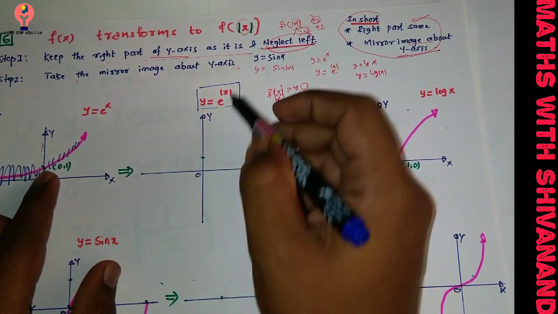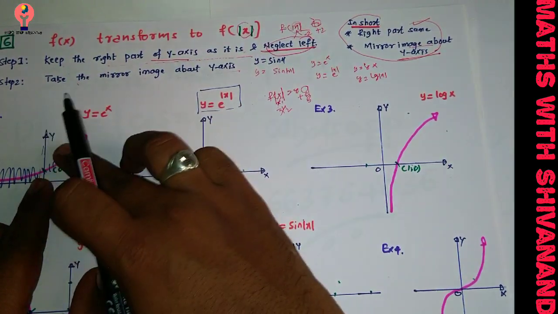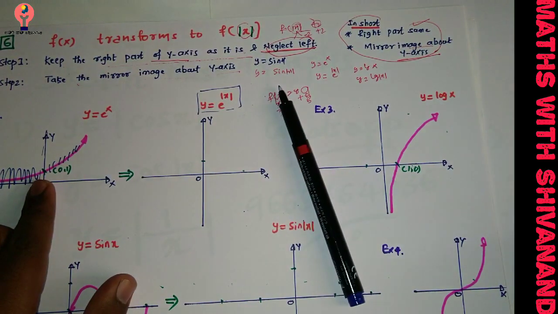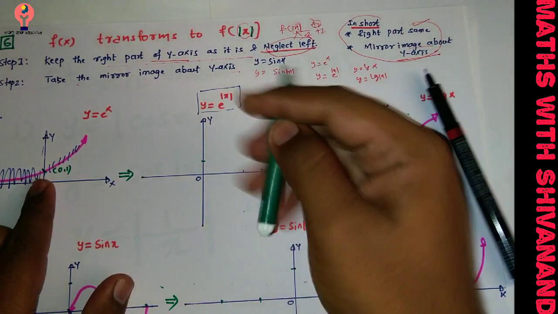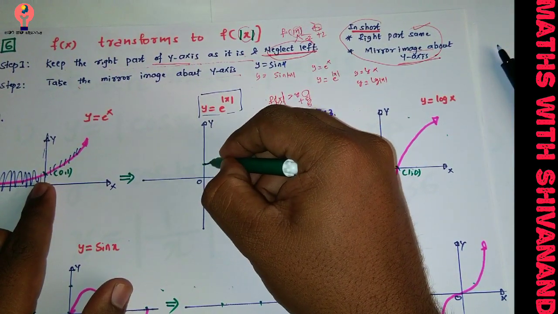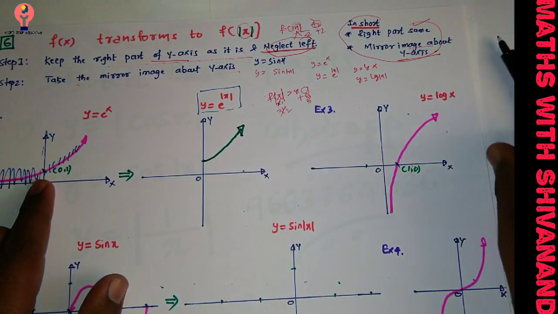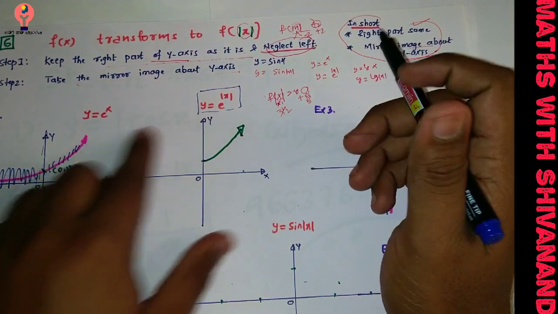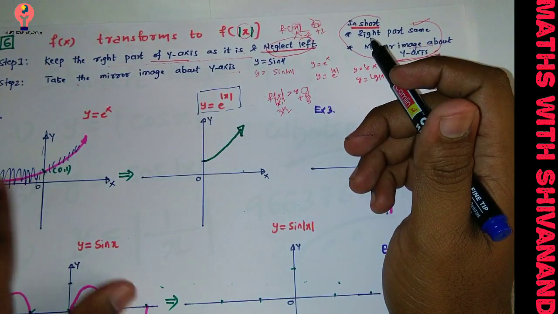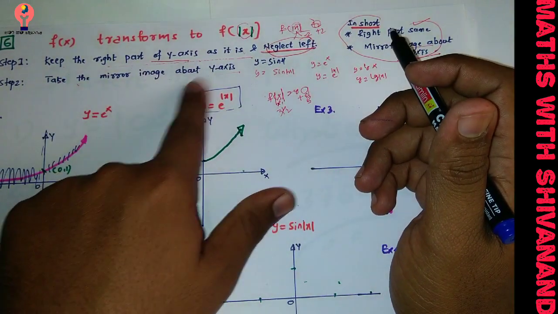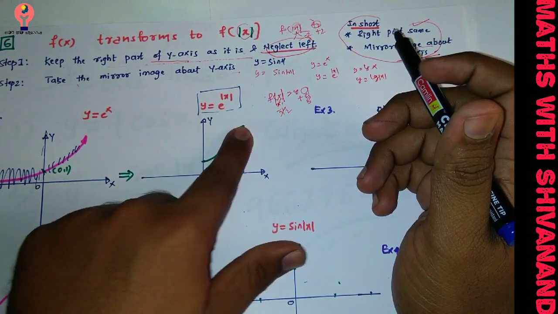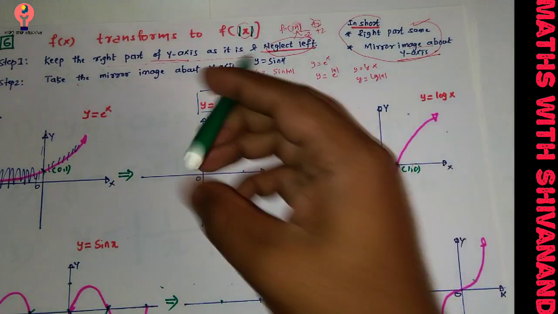So what I do here: first part, keep the right part, so it remains the same. I'm drawing the right part of the graph, this part remains the same. Keep the right part of f of x as it is, right? And next, neglect the left, I have ignored this one. Second part, take the mirror image about the y-axis, whatever remaining part is there. Take the mirror image.